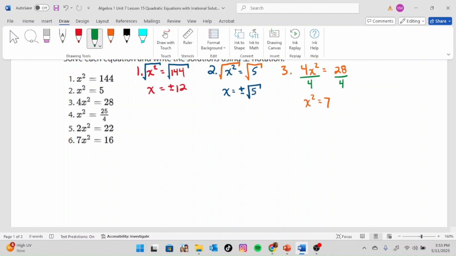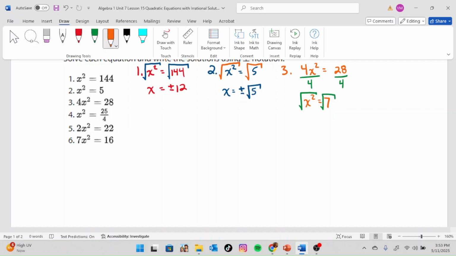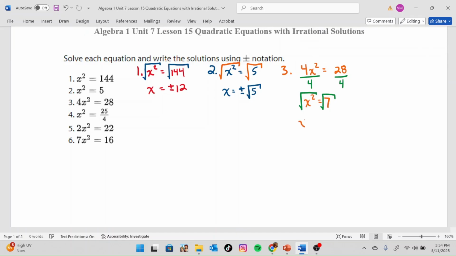Again, the opposite of squaring x would be taking the square root. So we're going to take the square root of both sides to keep it equal. The square root and the square cancel each other out, and we are left with x equals plus or minus the square root of 7. Again, this is another example where 7 is not a perfect square. So rather than cutting off a decimal somewhere and rounding, the most accurate and the most accepted way to write it is to just leave it as plus or minus the square root of 7.